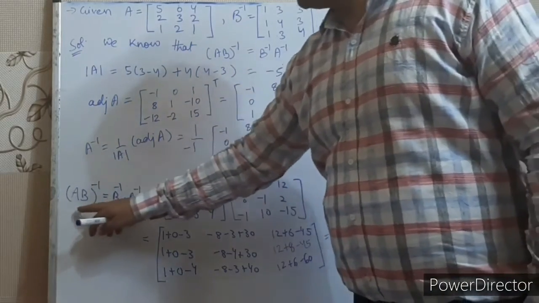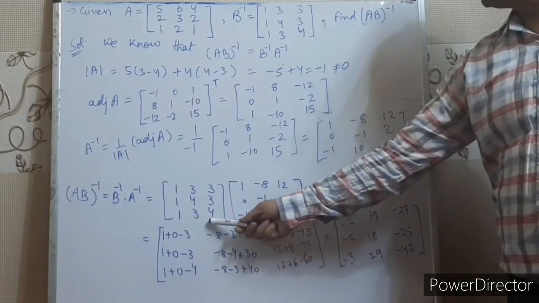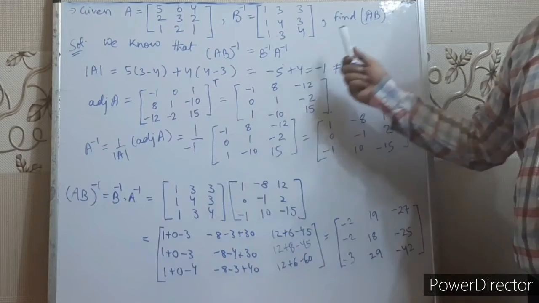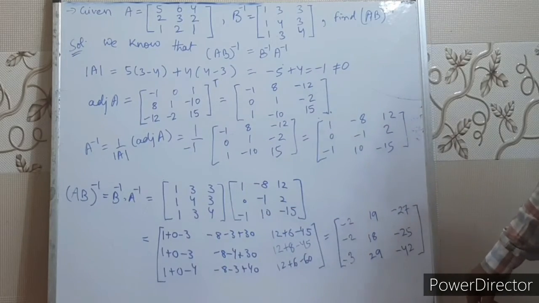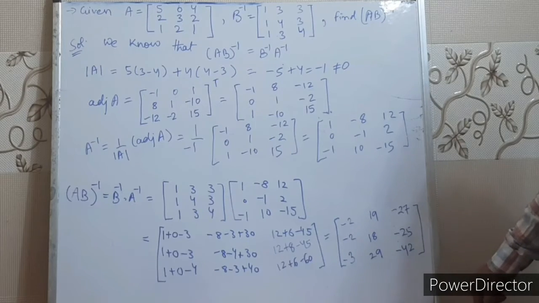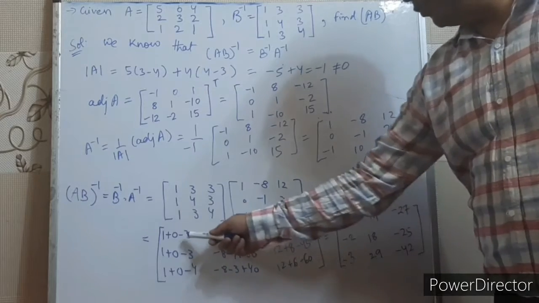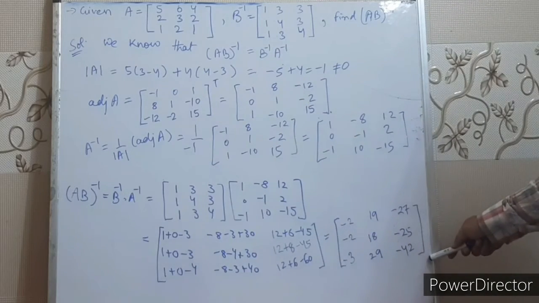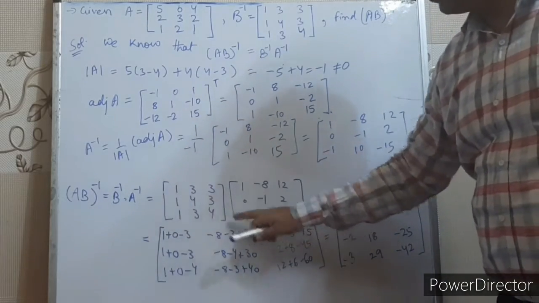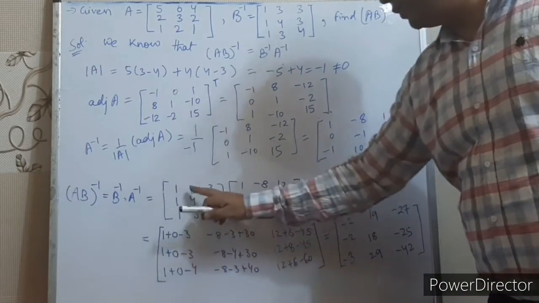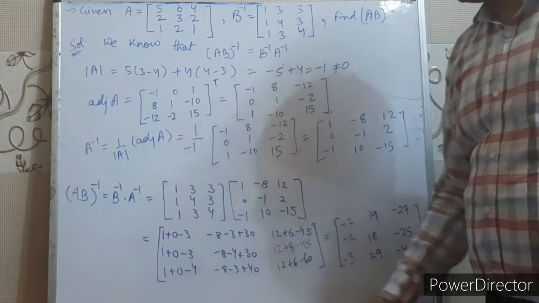Now applying the theorem, (AB) whole inverse is B inverse into A inverse. The value of B inverse is this matrix. The value of A inverse we have calculated, and we can see that both are square matrices of order 3. That means multiplication is possible. Children, we know how to multiply row by column. So when we do that, we'll get this matrix. Minus 2, 19. See, when you multiply first row to first column: 1 into 1, 1; 3 into 0, 0; and 3 into minus 1, minus 3.